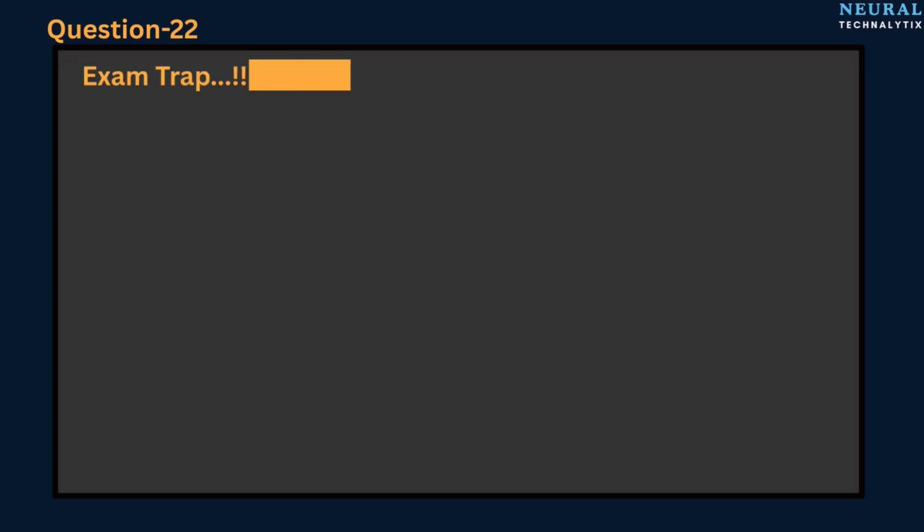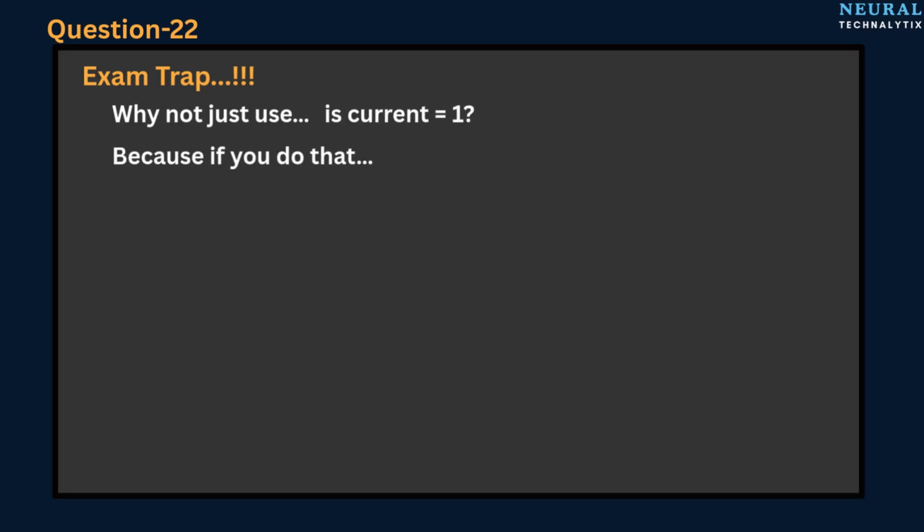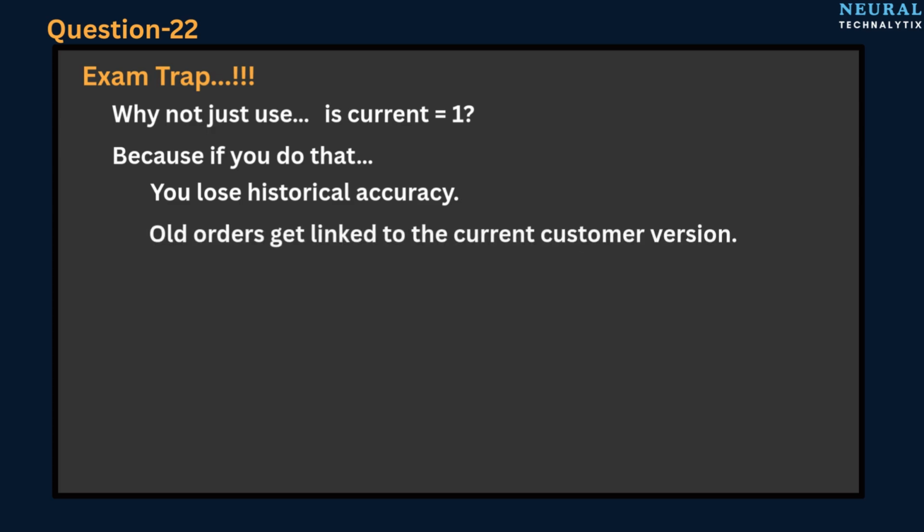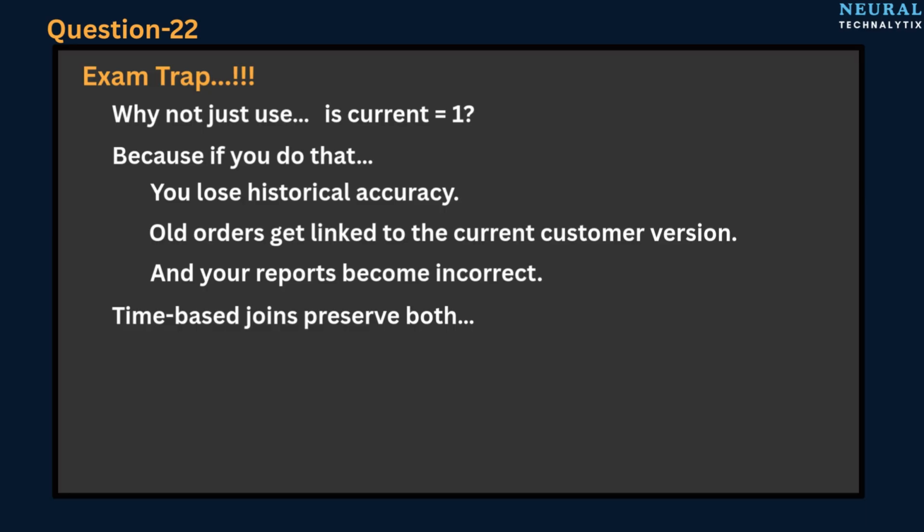Now let me highlight a very important exam trap. Why not just use is current equals 1? Because if you do that, you lose historical accuracy. Old orders get linked to the current customer version, and your reports become incorrect. Time-based joins preserve both historical analysis and current analysis.